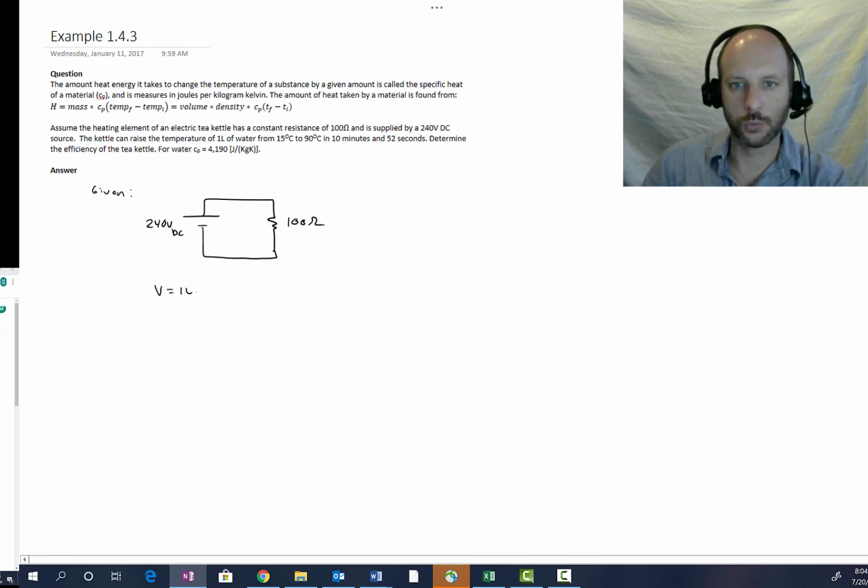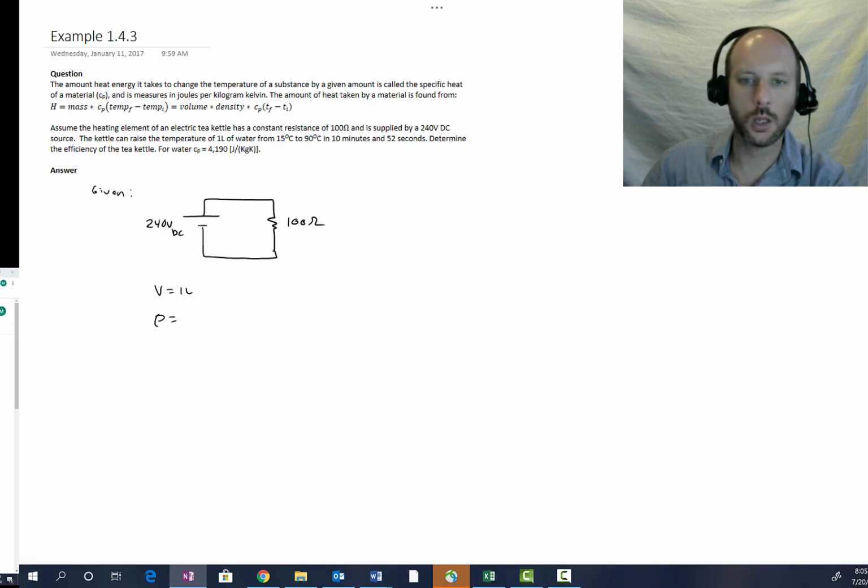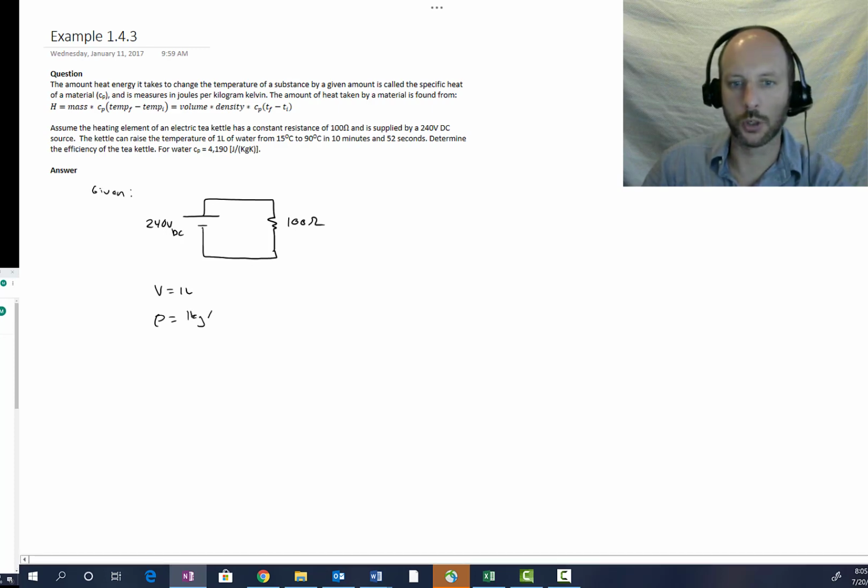So the first thing we were given was the volume, lowercase v, which was 1 liter. We know the density of water at standard atmosphere is 1 kilogram per liter. So that's a universal constant. The next thing we know is that this water went through a temperature change, so the initial and final temperatures were given. The final temperature is 90 degrees C after it's been heated, and the initial temperature, T initial, was 15 degrees C.